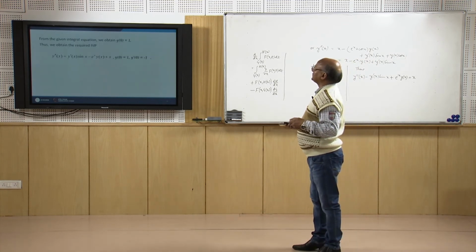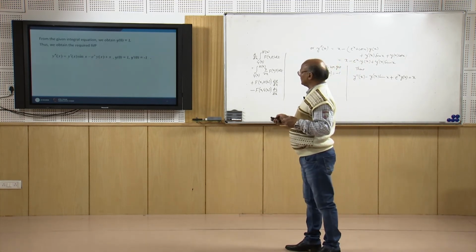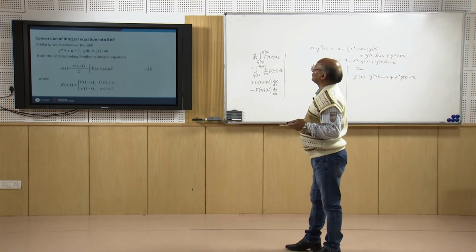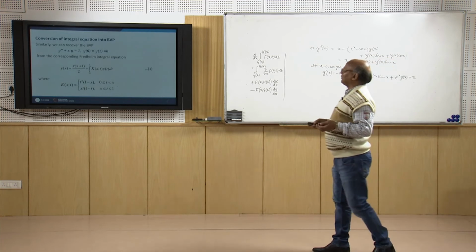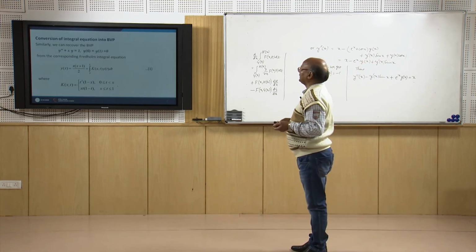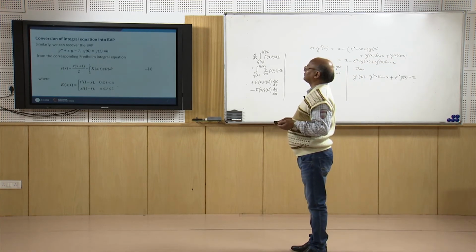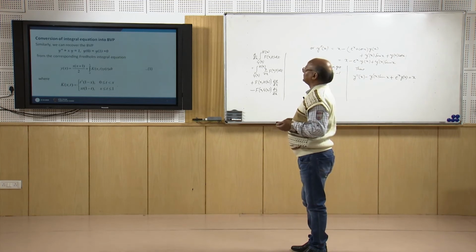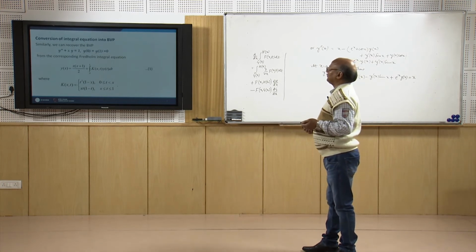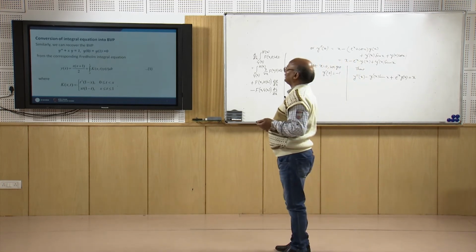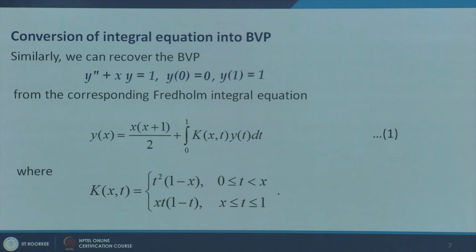Now, let us go to the case of a boundary value problem. We shall see how we can get the boundary value problem back from the integral equation. We have earlier seen in the previous lecture that the boundary value problem can be converted into an integral equation, and the integral equation that we get is a Fredholm integral equation of the second kind.